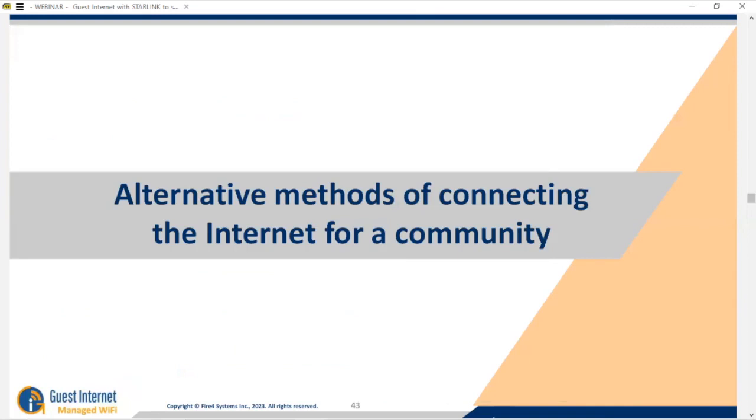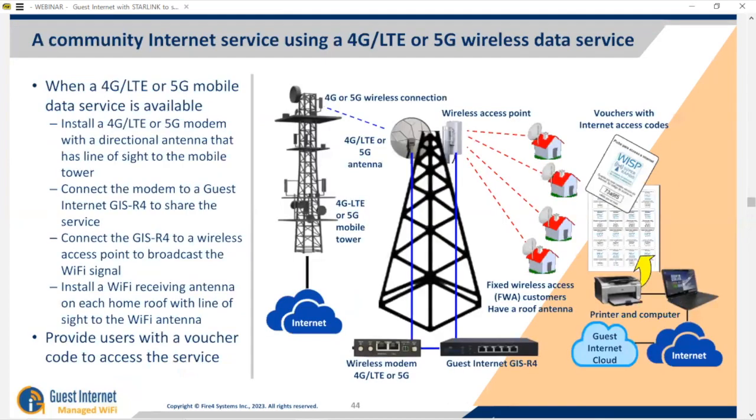So let's look at alternative methods of connecting the internet for a community. It may be that a community has alternative methods of connecting to the internet, and they want to share these methods. One method might be to connect to a remote 4G LTE or 5G tower over a point-to-point link, and then distribute that wireless connection with the community. With a 5G link, it's possible to have 200 or more megabits of speed.